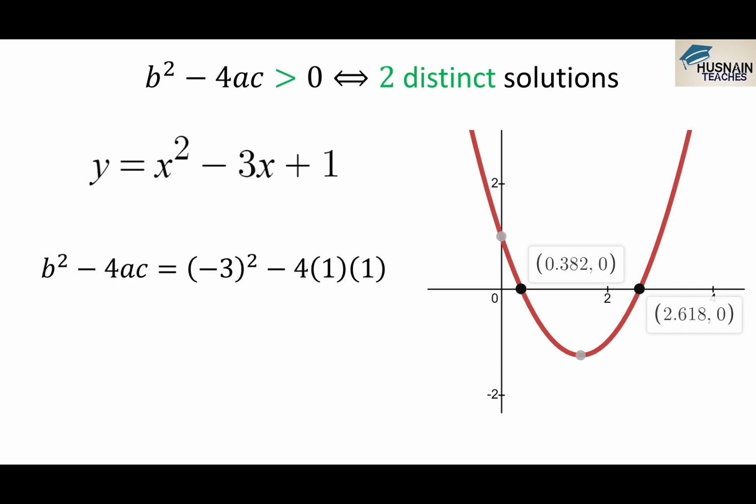Let's have a look. So if I substitute in my values, the minus 3, I square it of course, because it's the b. We subtract 4 lots of a, which is the 1 here, the invisible 1 if you like, and then the c is just this 1 on the end here. Let's simplify this. We get 9 minus 4, and that is obviously 5, which is definitely positive. So we know that when it has two solutions, the discriminant is definitely positive.